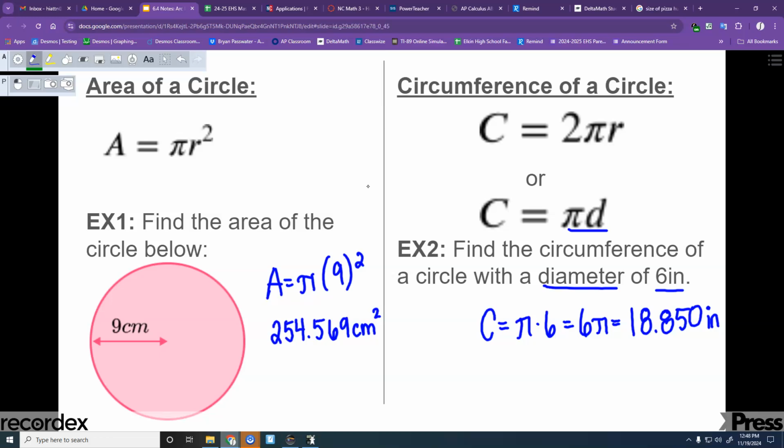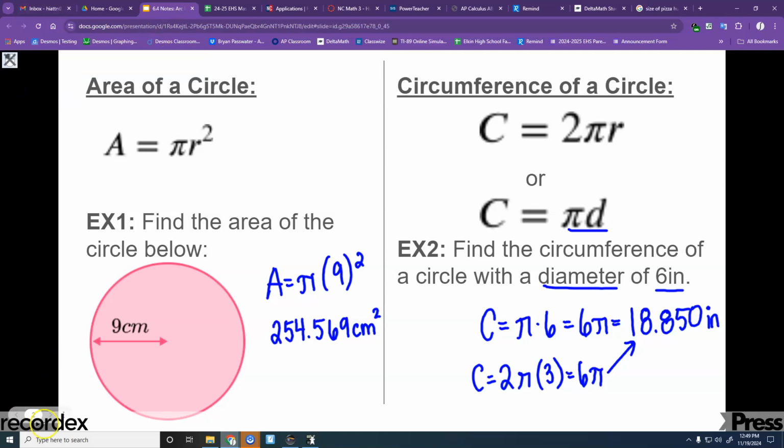Notice if we use 2 pi r, we would get the same thing. We would do 2 pi, and the radius would be 3, and 2 times 3 would give us 6 pi also, which would give us the same decimal right here.